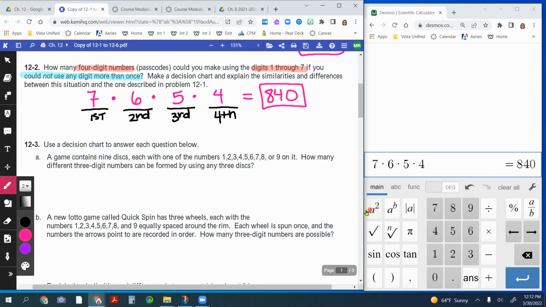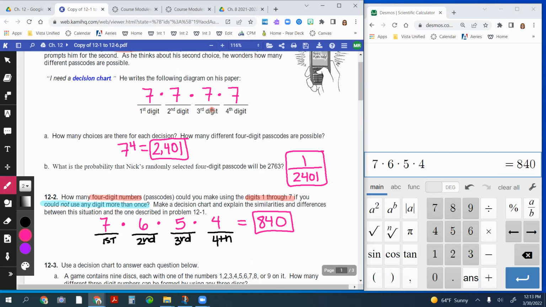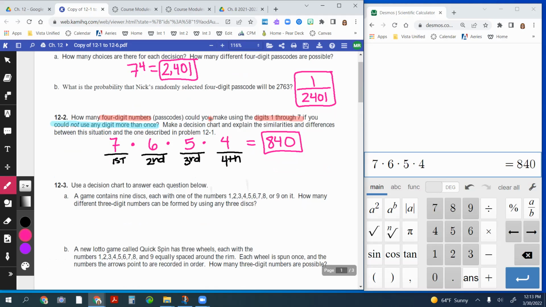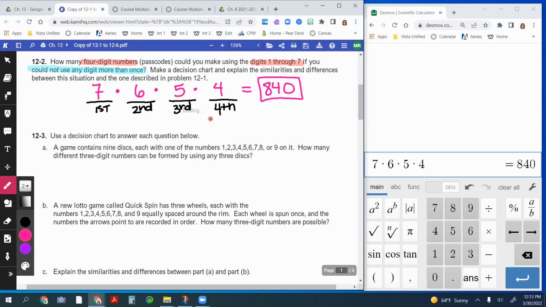Now, what I'm doing when I'm taking 7 times 6 times 5 times 4, or in the problem above, 7 times 7 times 7 times 7, we call that the fundamental counting principle, which is where you take all the ways that the first event can happen, times all the ways the second and the third and the fourth, and so on. That again is called the fundamental counting principle.